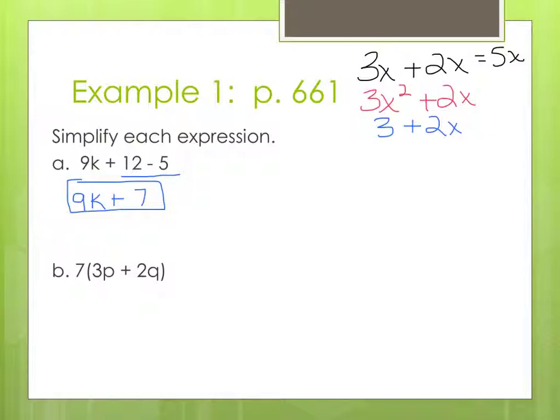Okay, on B, recall the distributive property. Whenever we have a number outside parentheses, we multiply that to each term inside by distributing. So that's going to be my first step. So I'm going to multiply 3p times 7. So 7 times 3 is 21p plus 7 times 2q. 7 times 2 is 14q. Okay, now looking at combining them, one term is a p term and the other is a q term. Those are not alike, and so I cannot simplify those any further.